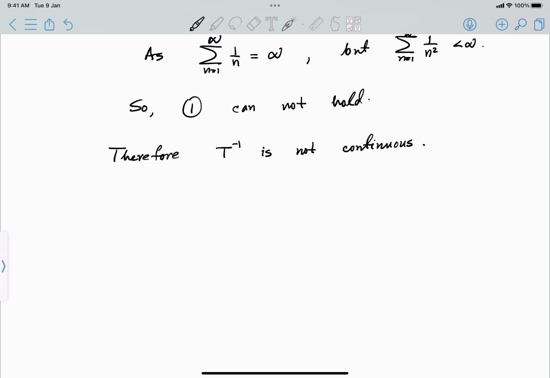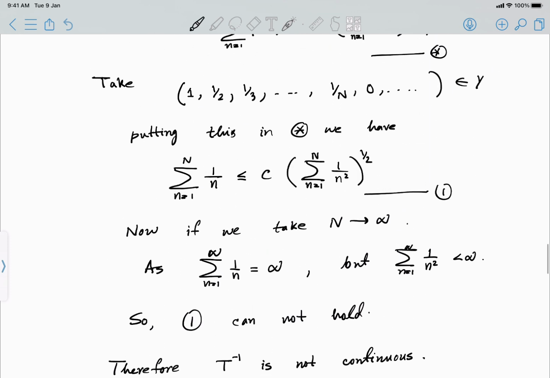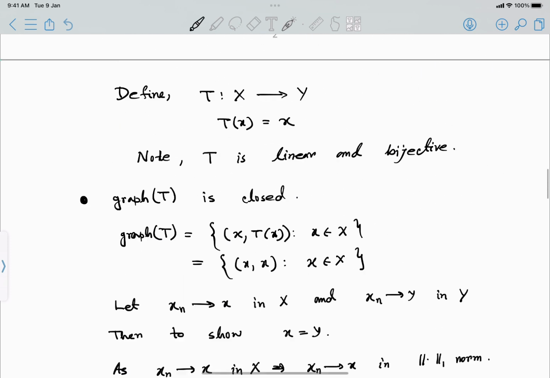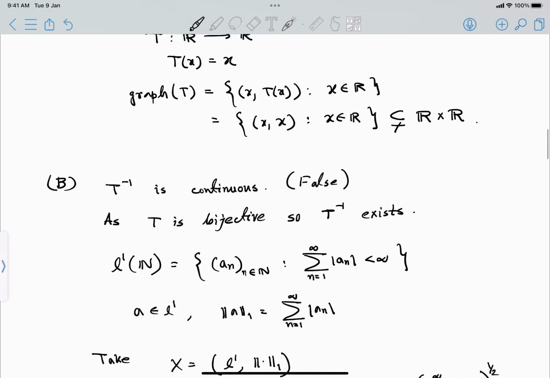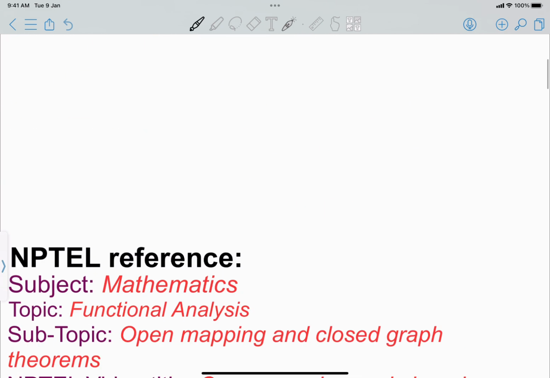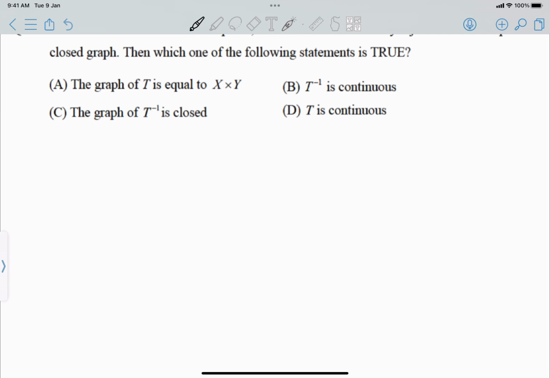Okay. So option 2 is again false. T inverse is not continuous. Now let's check the third option. The graph of T inverse is closed.